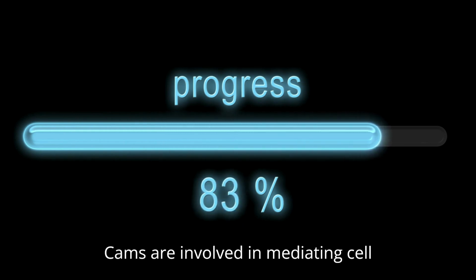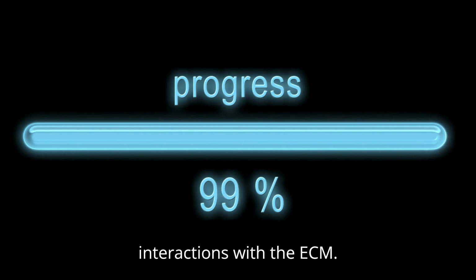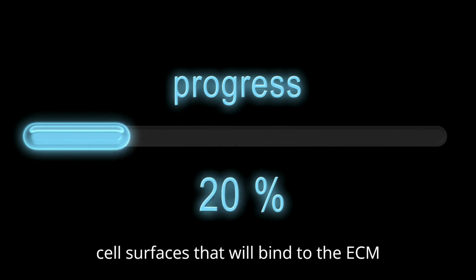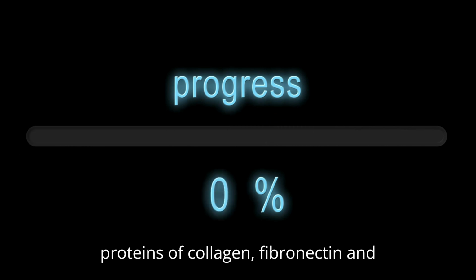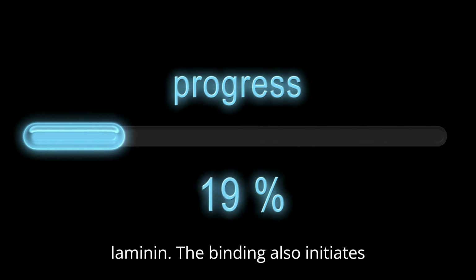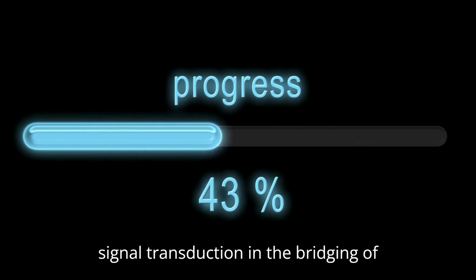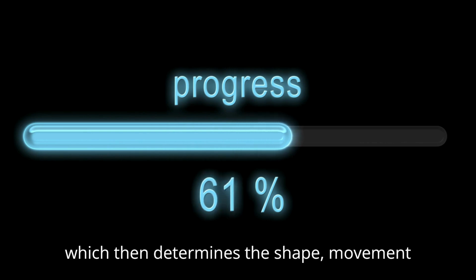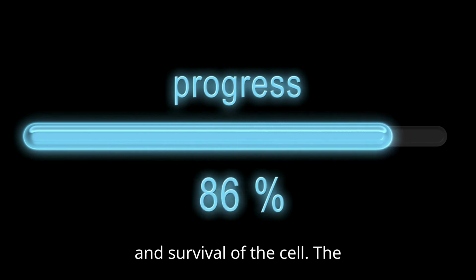In general, CAMs are involved in mediating cell interactions with the ECM. Integrin is the principal receptor on cell surfaces that will bind to the ECM proteins of collagen, fibronectin, and laminin. The binding also initiates signal transduction in the bridging of the ECM to the cytoskeleton of the cell, which then determines the shape, movement, and survival of the cell.